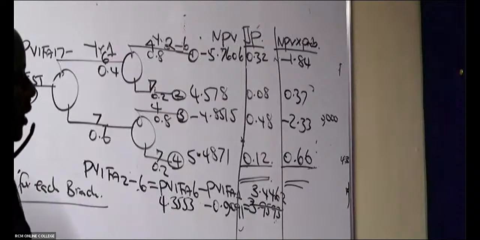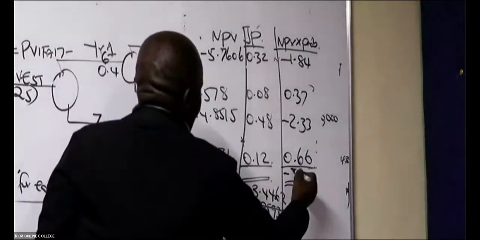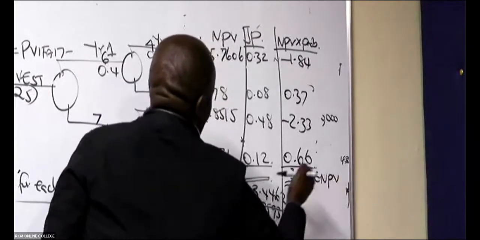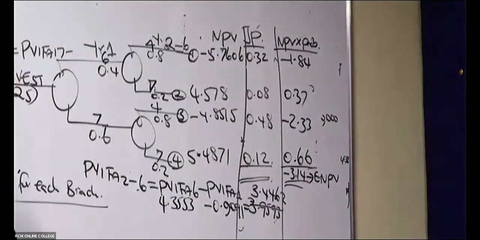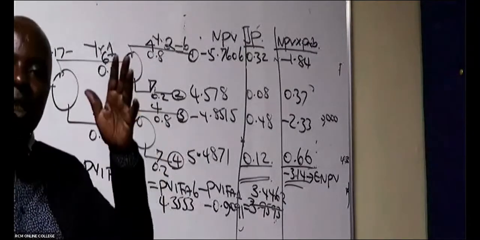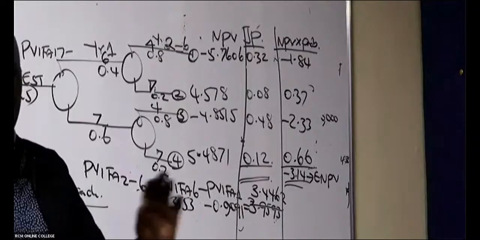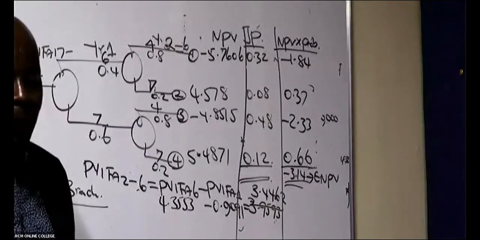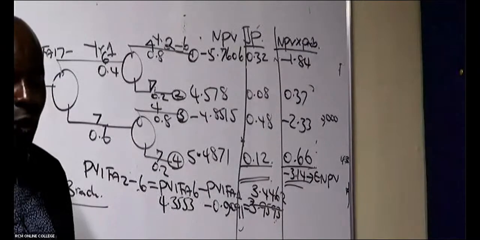So according to Marvin, he's getting negative 3.14. And this is the expected net present value. Expected net present value is minus 3.14. Because of negativity, the project is not viable.